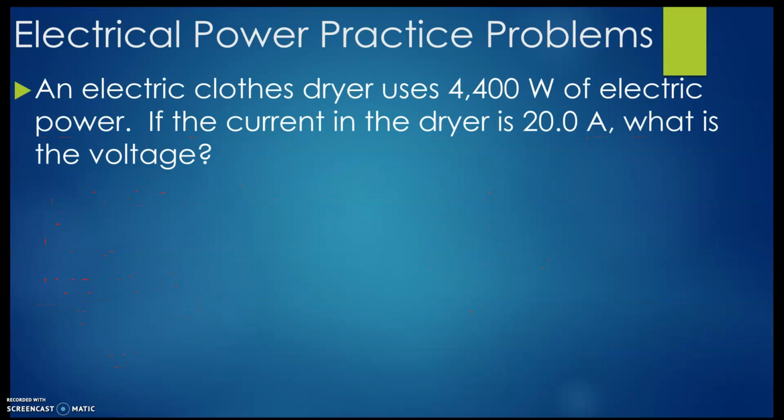Okay, our last example says an electric clothes dryer uses 4,400 watts of electric power. If the current in the dryer is 20 amps, what is the voltage? Okay, so we're going to write down what we know. The first piece of given information is how much power we have: 4,400 watts of power. And we're given a current of 20 amps.